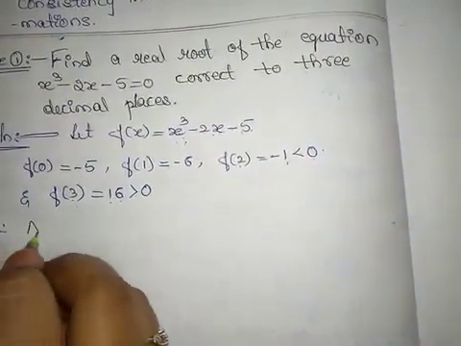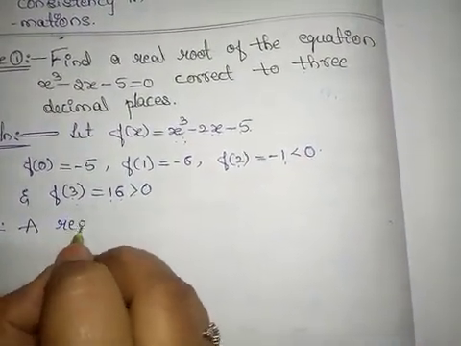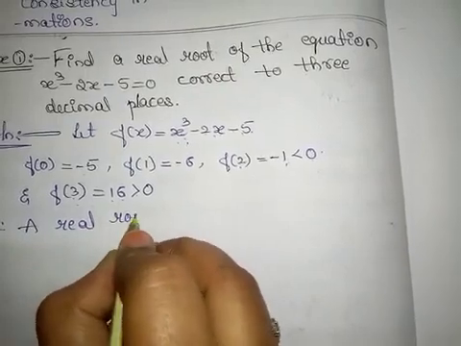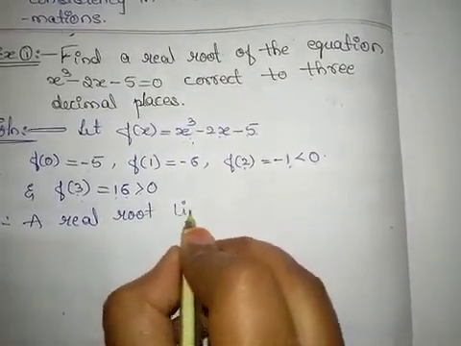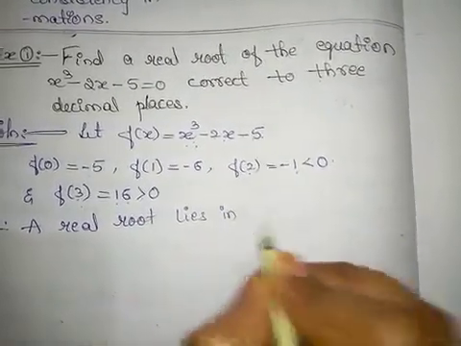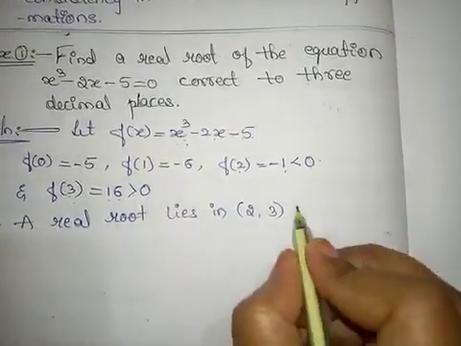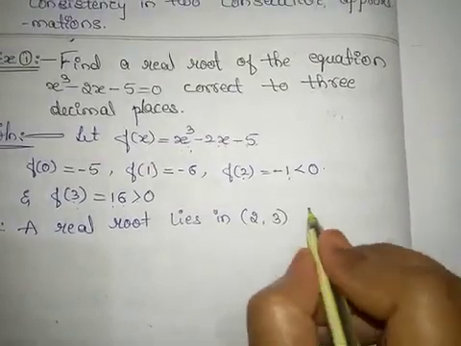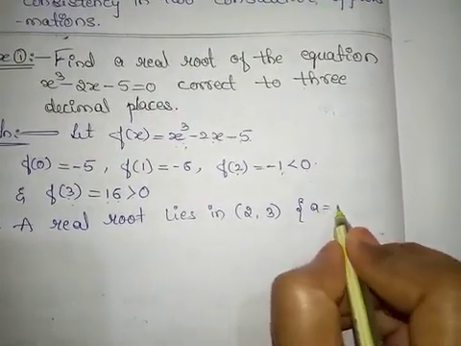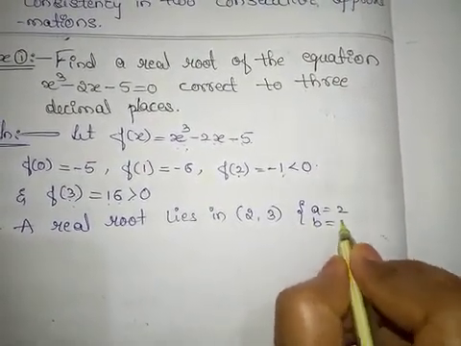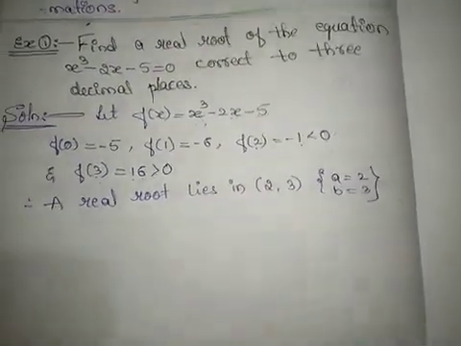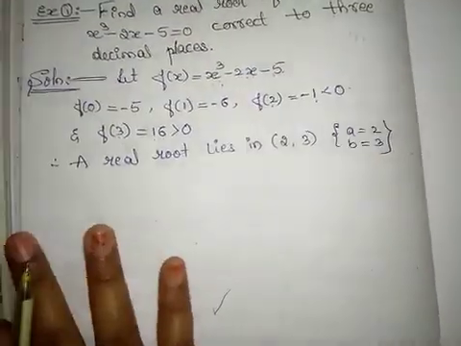Therefore, a real root lies in the interval a comma b, that means 2 comma 3. Since a is equal to 2, b is equal to 3.